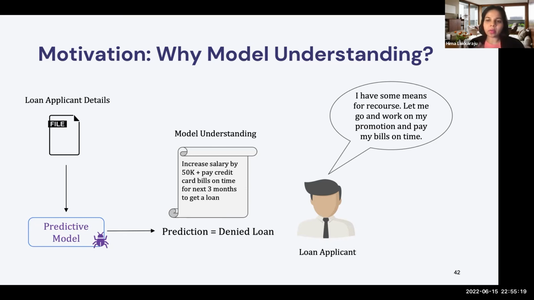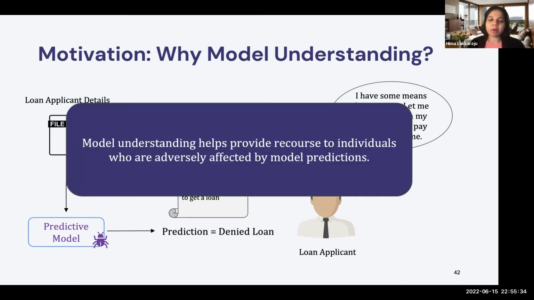So that is actually quite helpful to the applicant, and then the applicant has something to work towards in order to go back, fix the weaknesses in his profile, and then come back and apply for a loan. So in this case, model understanding is helping us provide recourse to individuals who are adversely affected by model predictions. Okay.